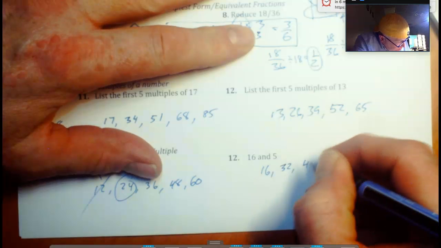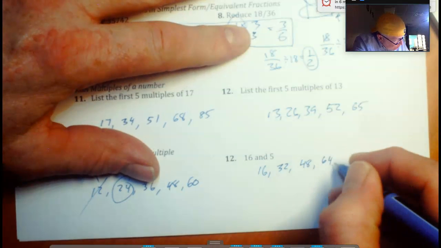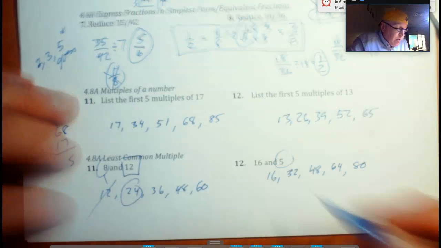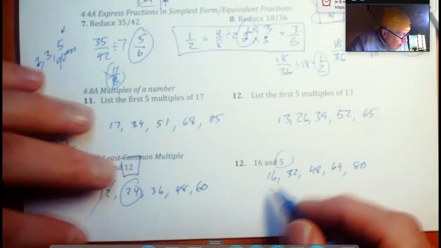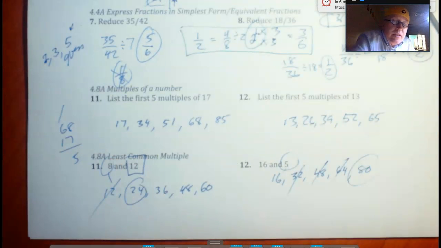So 16 and 25, again, I'll take the big number, 25. 16, 32, 48, 64, 80. I did 5 multiples there. You know, I think about 5. 5 has to go into a number that ends in a 5 or a 0, right? That's the only one that ends in a 0. Of course, 5 goes in there.